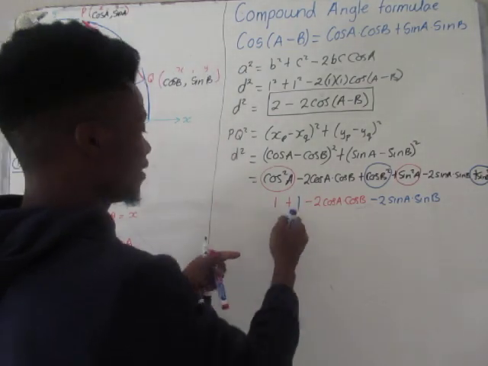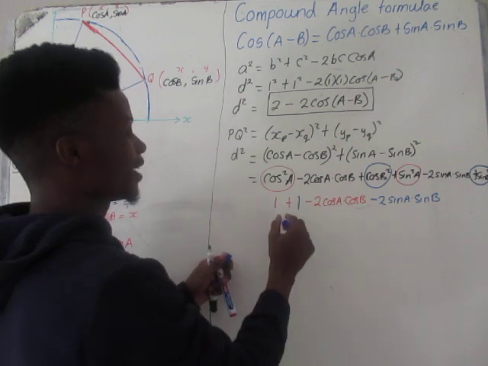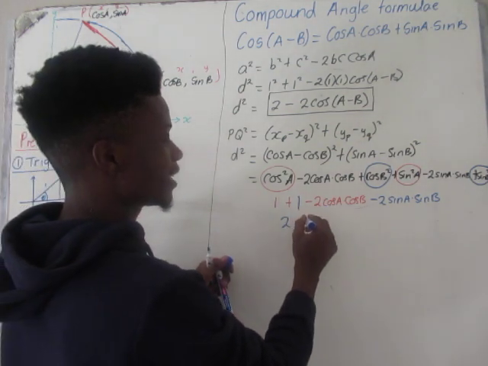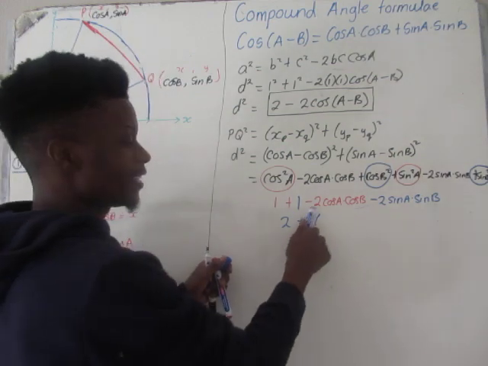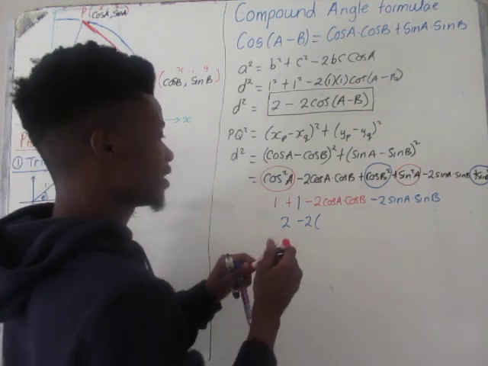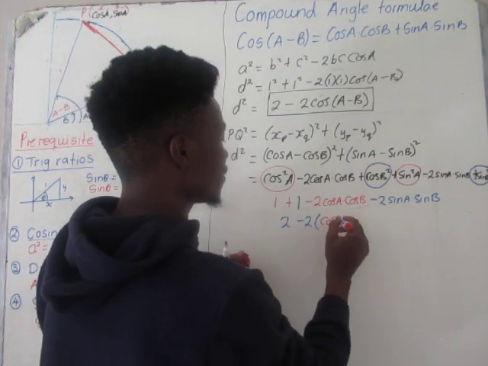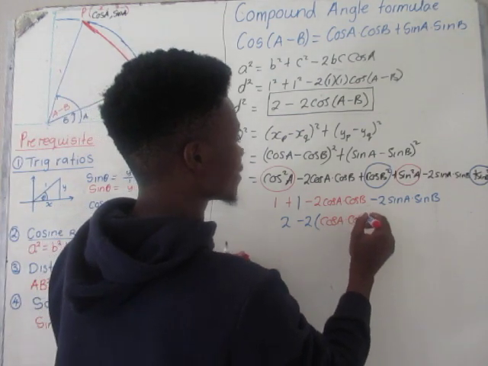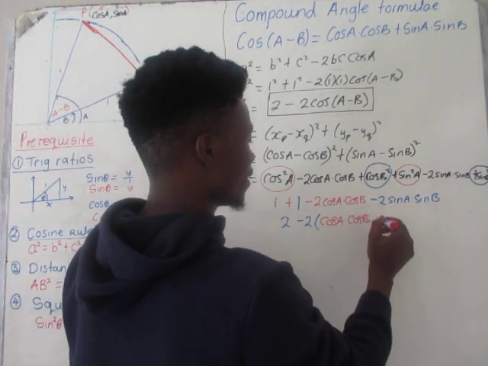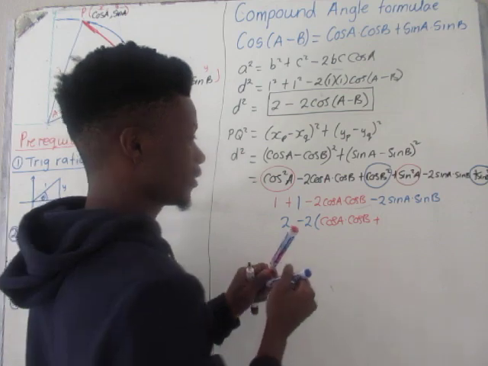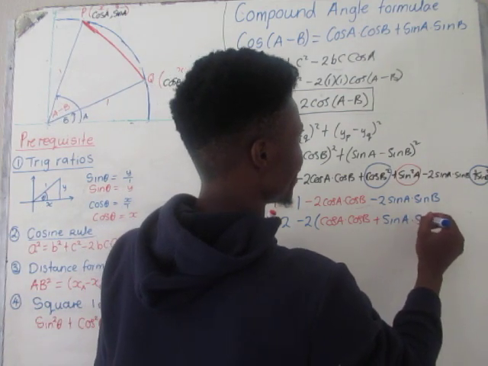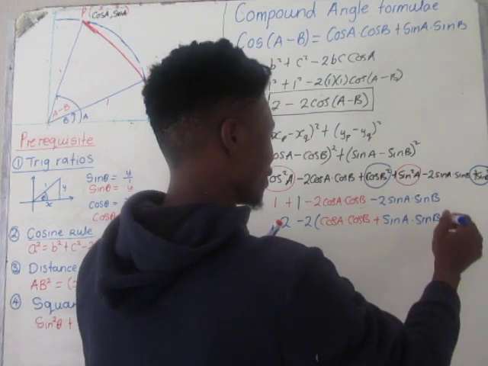So I'm going to add these ones. 1 plus 1, we get 2. Then these ones, there is a highest common factor, which is negative 2. We divide negative 2 into that, we get positive. Let me continue in red, which is positive cos A dot cos B. Then a negative and a positive, we get positive sine A dot sine B.